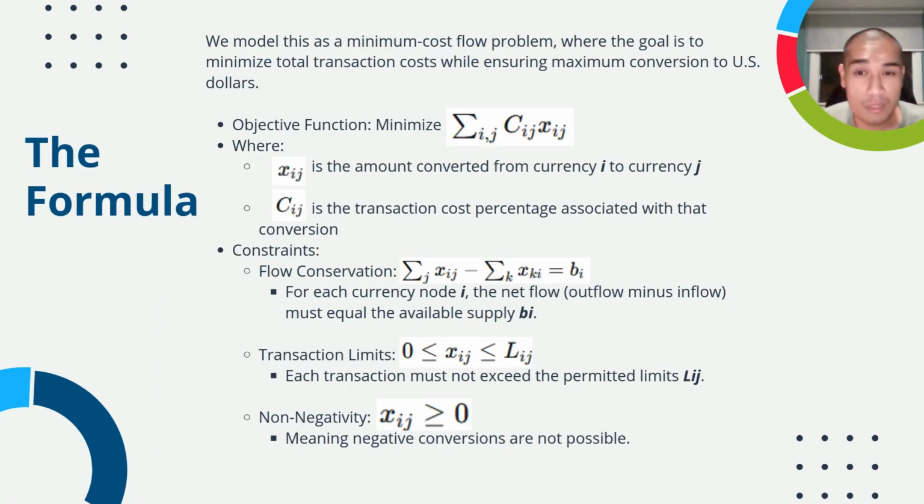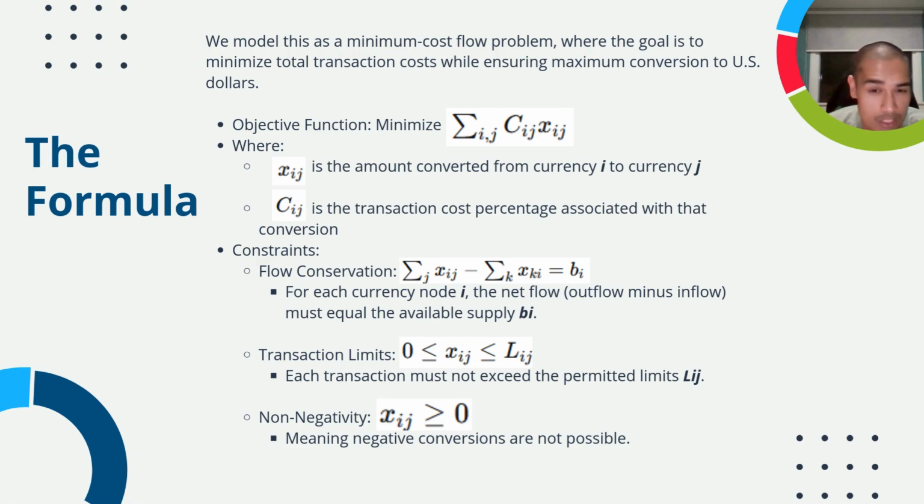Okay, so as for the formula, we model this as a minimum cost flow problem where the goal is to minimize total transaction costs while ensuring maximum conversion to US dollars. And here's our objective function, where x sub ij is the amount converted from currency i to currency j, and c sub ij is the transaction cost percentage associated with the conversion. As for our constraints, here it is.